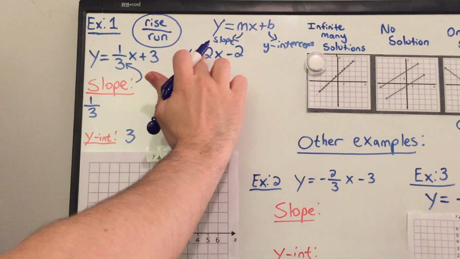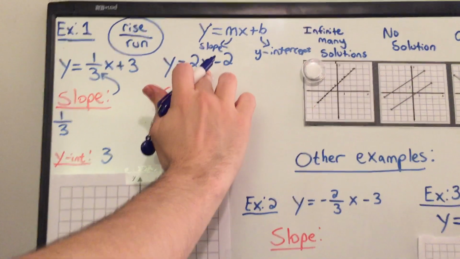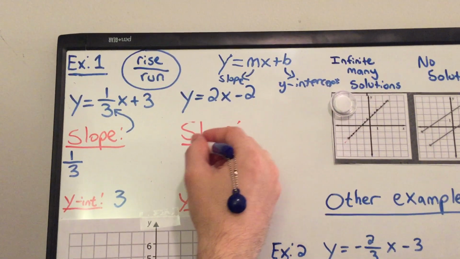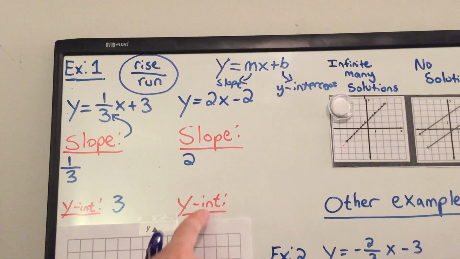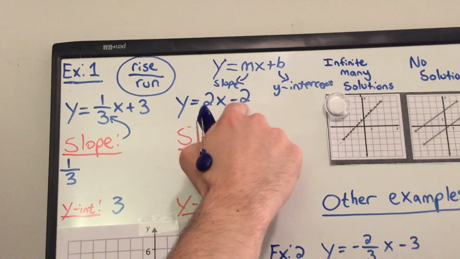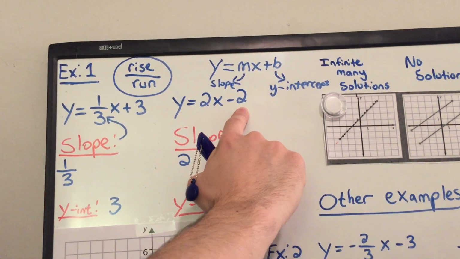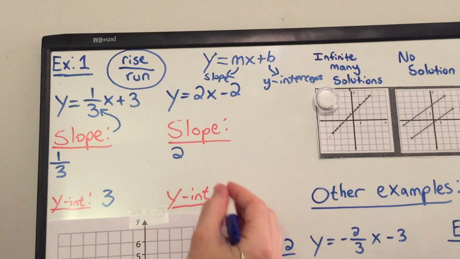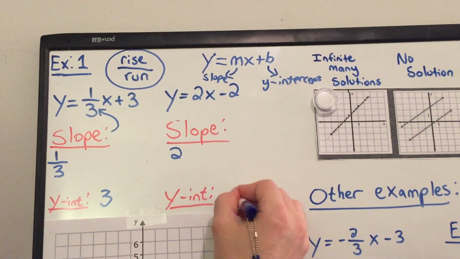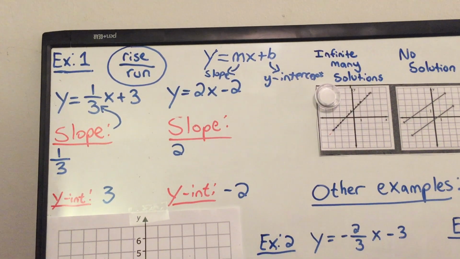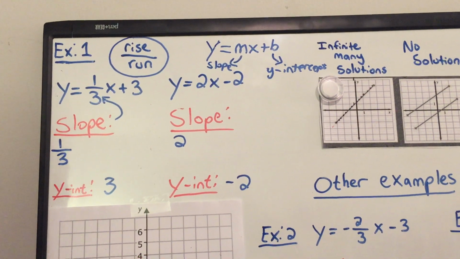Now, same thing here. My slope would be the coefficient of x right here, so that would be 2. And then my y-intercept on this one, be careful, it's not just 2, it is actually -2. Oh, but wait a minute, Mr. Brodeur, I just made a Brodeur mistake.